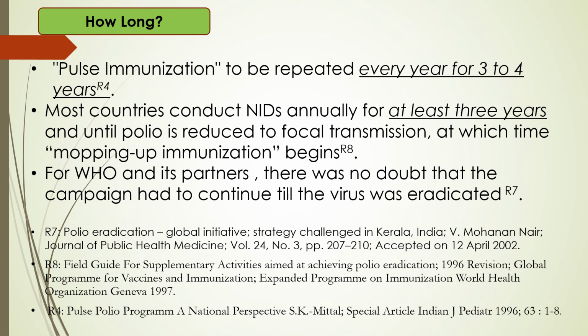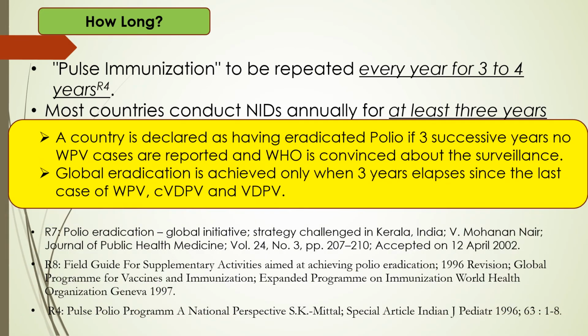This is troublemaking because a country is declared as having eradicated polio when in 3 successive years, no wild polio virus cases are reported, and WHO is convinced about their surveillance. Even in 2022, there have been cases reported in Afghanistan. Therefore, you know that eradication is not on the horizon immediately.